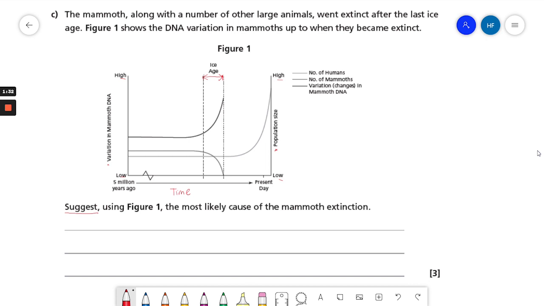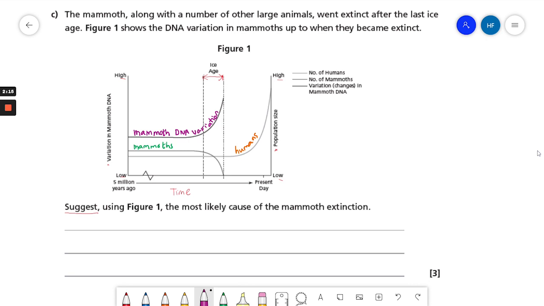And now when you have a graph that's quite busy like this, I always think it's quite useful to add some annotation. So the light grey is the number of humans, that's this. We've got the middle grey is the number of mammoths, which is here. And then the dark grey is the variation in mammoth DNA. So if I put mammoth DNA variation, going up the graph, right.